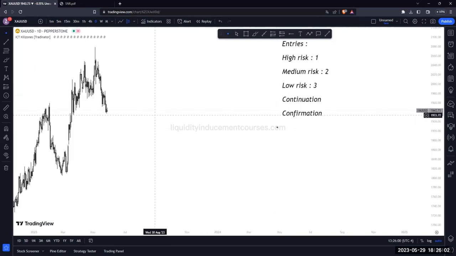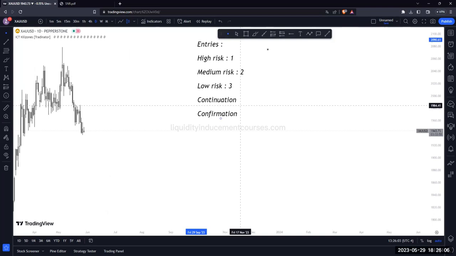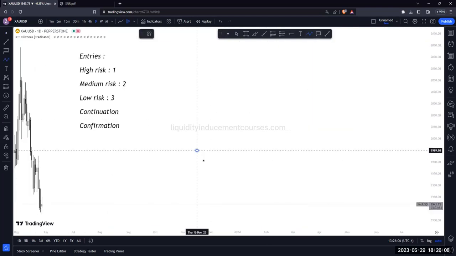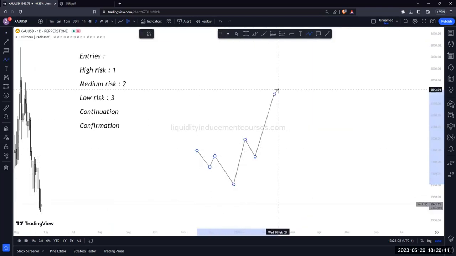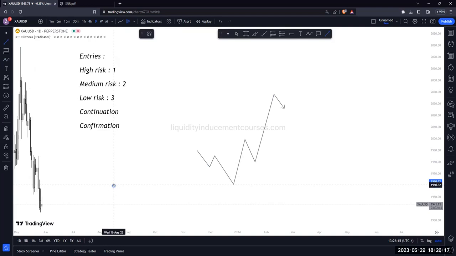So there is also an exception for low risk. Sometimes price does not go to the extreme. Sometimes price does this and just goes up. It does not really come back to the extreme. It just comes in here and goes up. So what do you do in this case? You basically have your extreme marked, right?